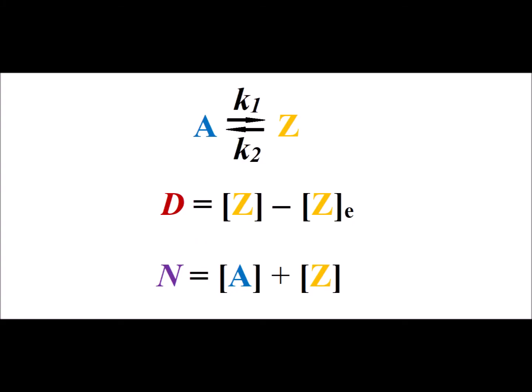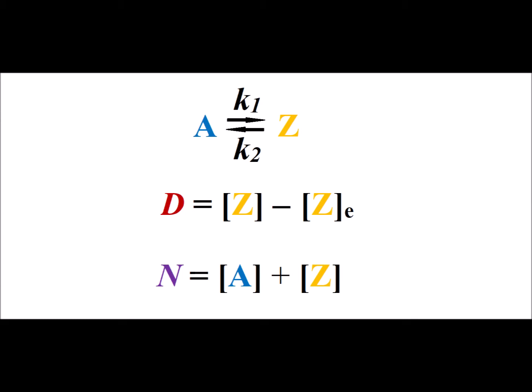Hello, in this video, we are going to derive an expression for the natural lifetime tau of a reaction that is first order in the forward direction and first order in the reverse direction. Such a reaction is shown on the slide, A going to Z, with a rate constant k1 in the forward direction, k2 in the reverse direction.